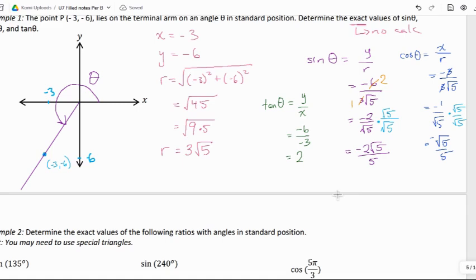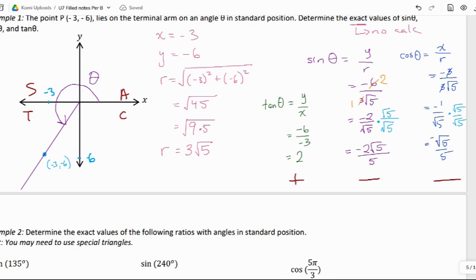All right. So it makes sense because tan is positive, sine is negative, cos is negative. And if we draw the CAST rule, we are in the third quadrant, tan is supposed to be positive, and it is. All right.